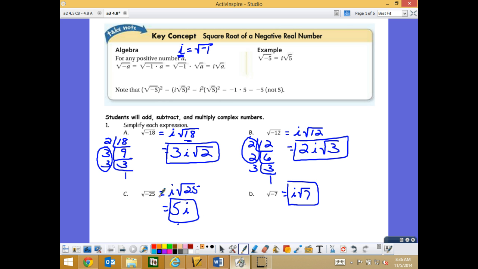So that is simplifying square roots involving negative numbers. In the next video, we're going to look at performing operations with complex numbers, addition, subtraction, and multiplication.